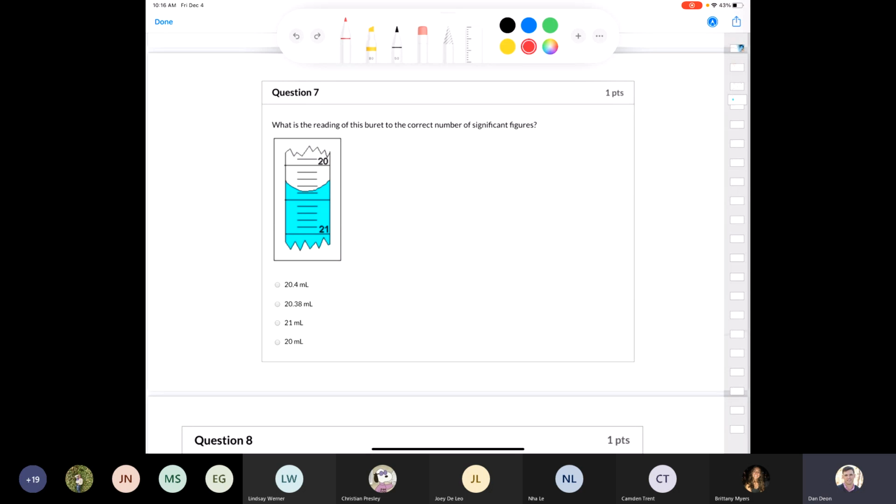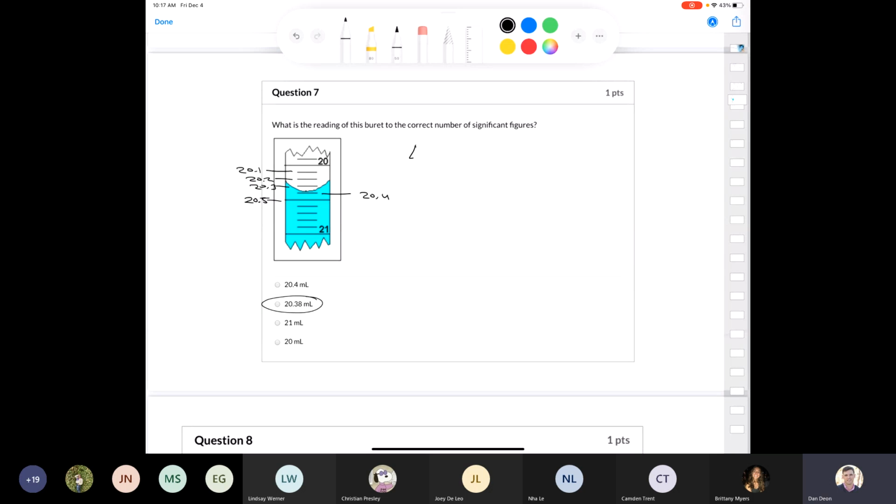All right. So, I mean, this is a pretty easy question the way it's put here because you always estimate one digit past the smallest calibration. So it goes 20. So this is 20.1, 20.2, 20.3, right? This is 20.5, right? And this is 20.4. So it's greater than 20.3, but it's less than 20.4. And you go, so 20.38, right? It kind of looks like that to me.